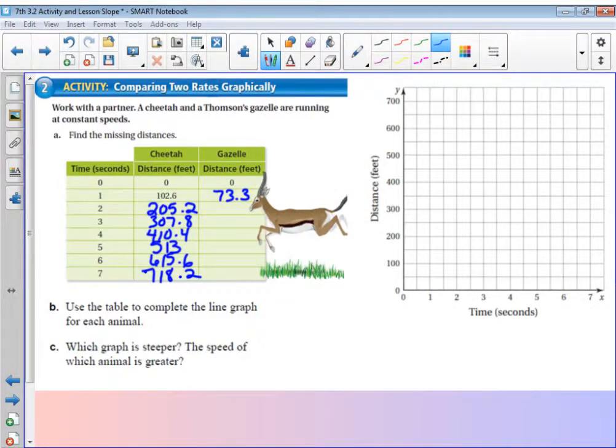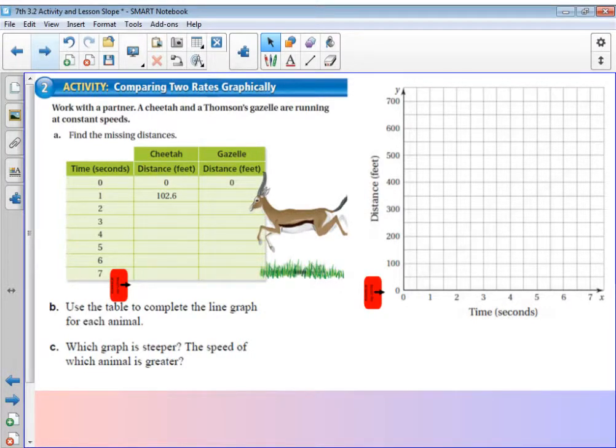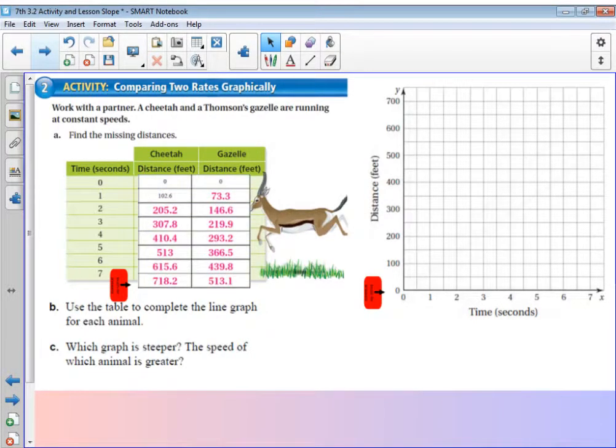Okay, so what I want you to do is pause your video and work your way through doing the gazelle. If you work your way through in the same manner, you can either multiply or you can add 73.3 each time. So go ahead and pause your video and work your way through each of those. Okay, in the end, these are the numbers that you should have ended up with for each of your distances from the starting point.